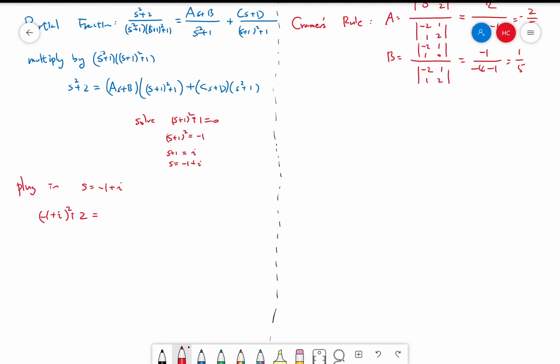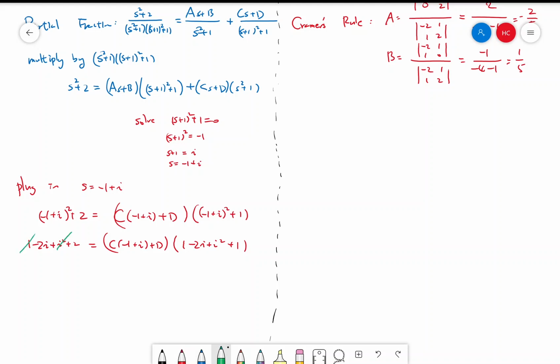So the left-hand side is (-1+i)^2 + 2. Right-hand side, the first term vanishes, and the second term is c times (-1+i) plus d, the whole thing times (-1+i)^2 + 1. So a lot of algebra is involved here. (-1+i)^2 is 1 - 2i + i^2, and this part is the same: 1 - 2i + i^2 + 1. And the left-hand side is equal to 1 and negative i, 1 and i^2 canceled, so this is -2i + 2.